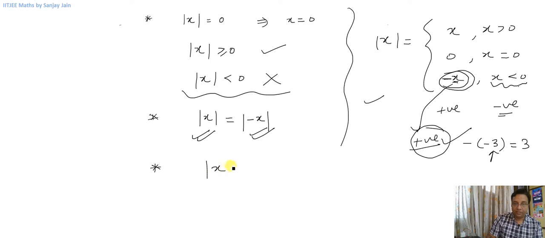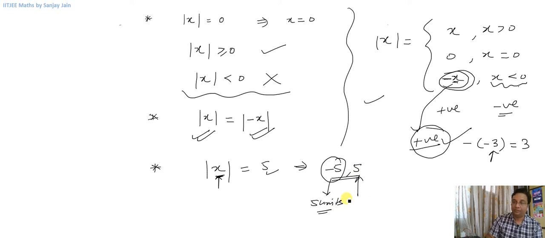One more thing that we have learned in this lecture on introduction is that mod of x equal to 5 can be interpreted geometrically as distance of this number x from 0 is equal to 5. Hence, such number x can be negative 5 or 5, because negative 5 is at a distance of 5 units from 0, and similarly 5 is at a distance of 5 units from 0.